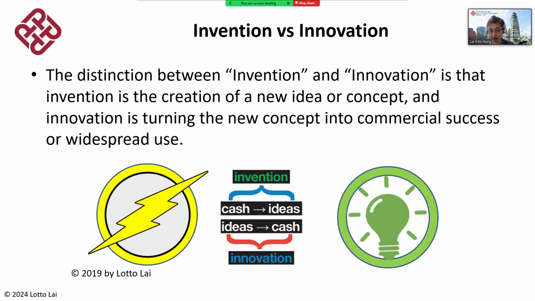It means more applicable. In this diagram, you can see from cash to idea is invention, because maybe you have R&D investment and get a good idea. However, turning a good idea into a feasible prototype, becoming a business and getting to cash is innovation. This diagram is very clear: cash to idea, invention. Idea to cash, innovation.